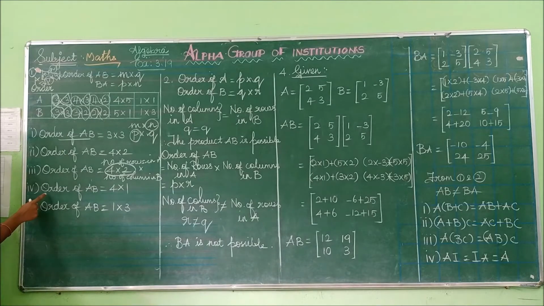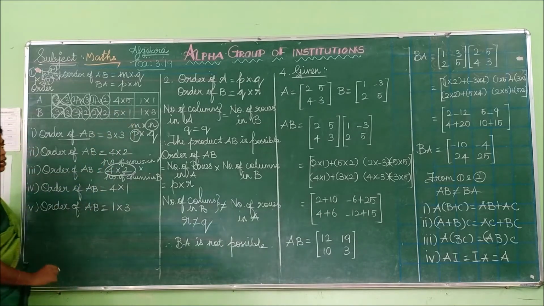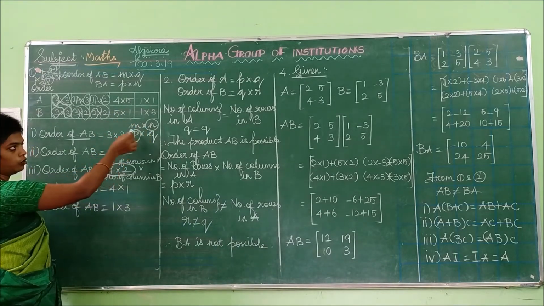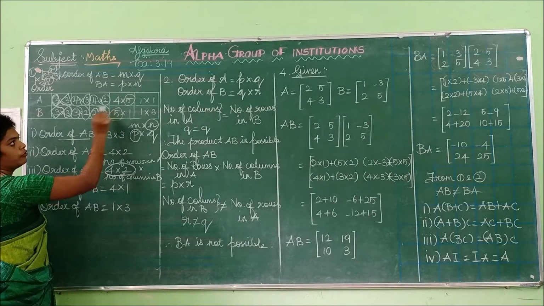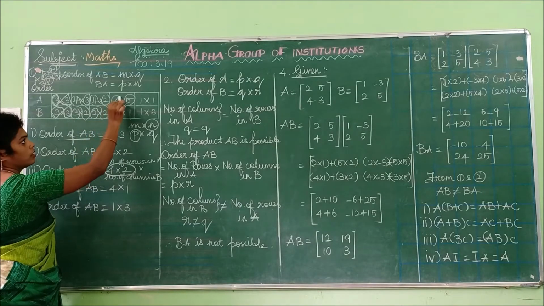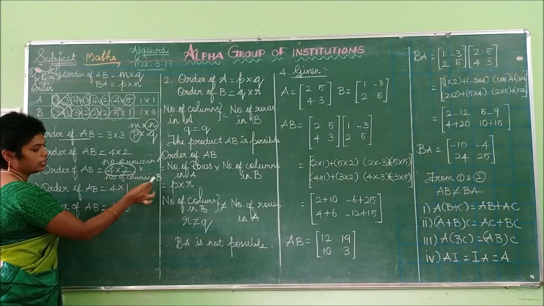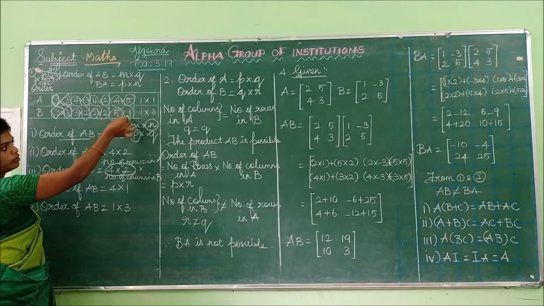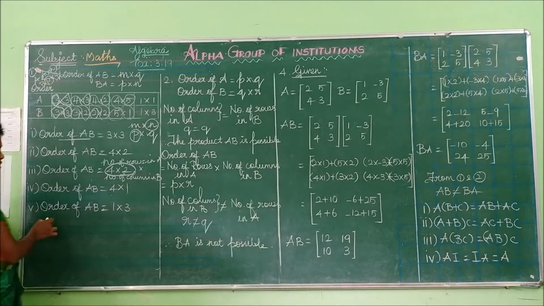So listen to the next one, order of AB for the fourth set. So what is our fourth set? 4 cross 5 into 5 cross 1. So you have to listen one thing, the column and row. Number of columns in the first matrix is equal to number of rows in the second matrix. So both are same, you can cross and write the value. Number of rows in A into number of columns in B. So number of rows in A is 4, number of columns in B is 1. So 4 cross 1.